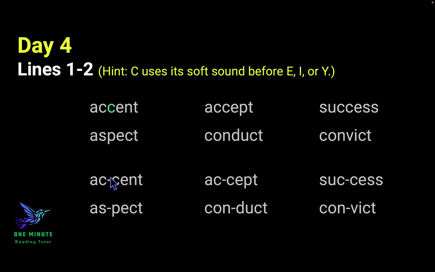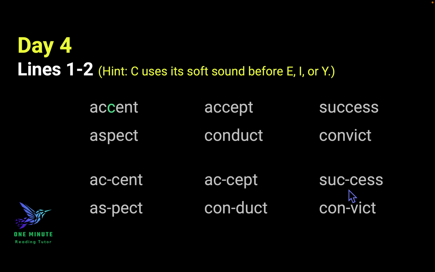So we're going to divide between the two C's. The first one will take its normal hard sound, so we have ak. And this one is followed by an E, so it will take on the soft sound of S. And this syllable will be scent, accent. This C will take on the hard sound, so we have ak. This one is followed by an E, so it will say S. So we have sept, accept.